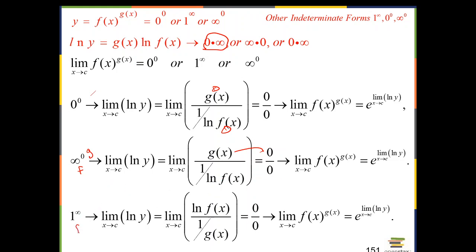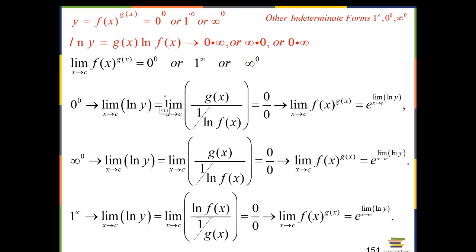And if f is 1 and g is infinity, ln 1 is 0 because f is 1, right? So that's 0. And then 1 over g is 1 over infinity, so that's 0. So in either case, we get a structure that we can take the limit of. Once we do this, then we take the limit.